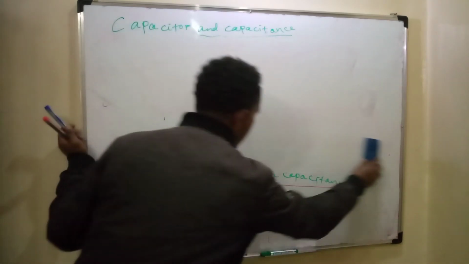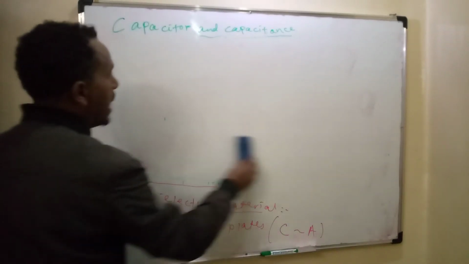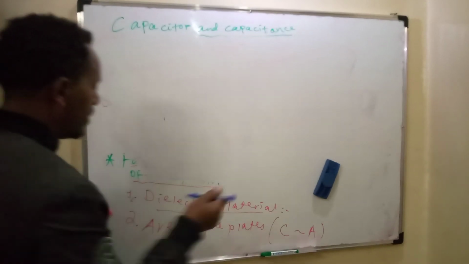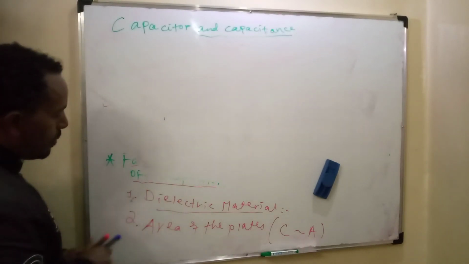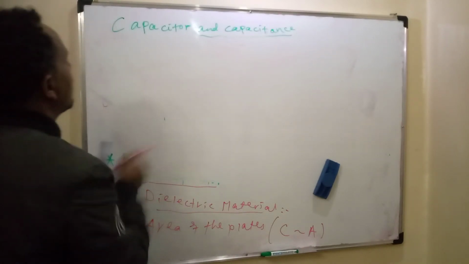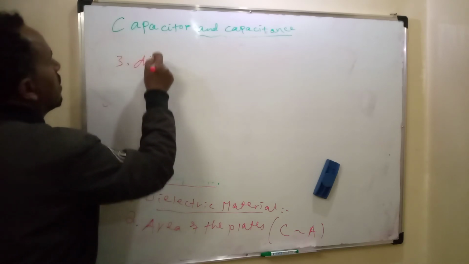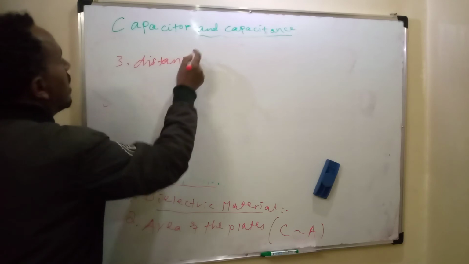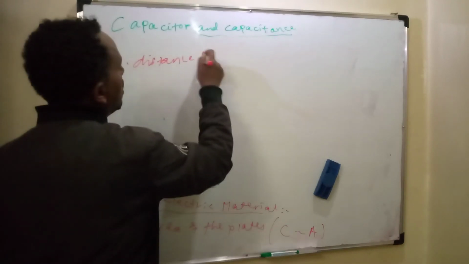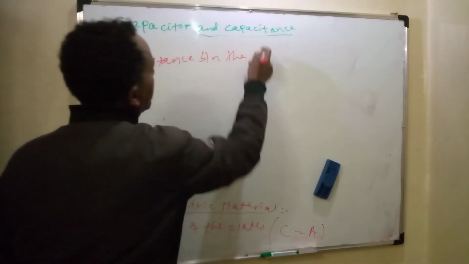The last one, the third factor, is the separation: the distance or separation between the two plates.